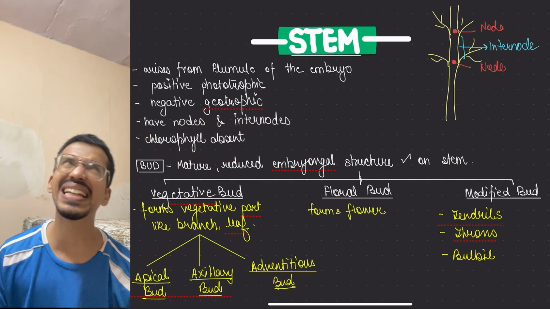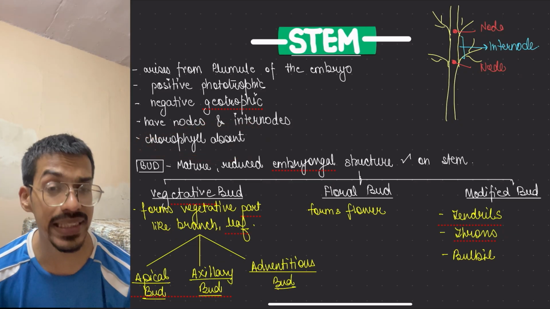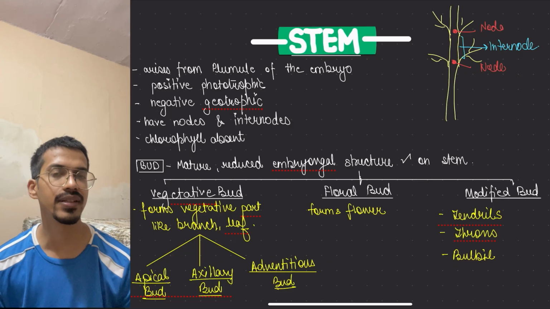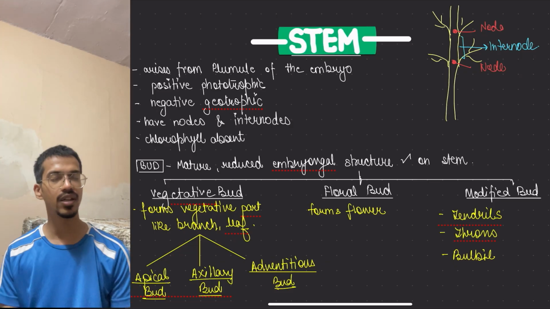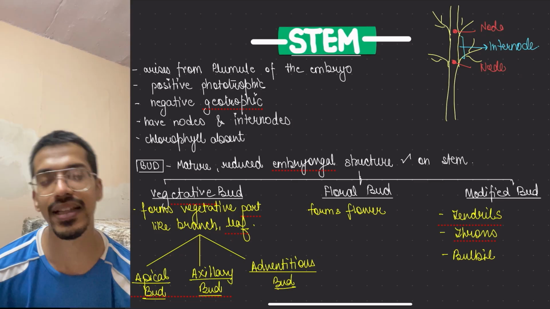Moving on to the next thing. Chloroplast is not present. Initially it might be present, but later on it's not present. And initially that is present in case of certain plants only. We will be learning that in the next chapter.